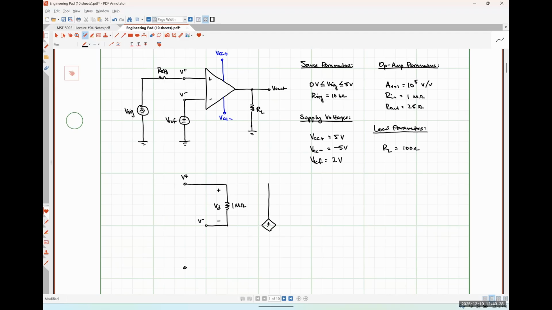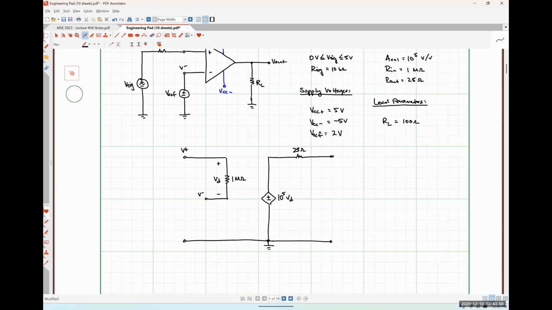Now I'm drawing the output side of things. This is where I'm going to have AVOL times VD, which is just going to be 10 to the 5 times my differential voltage. This is going to be in series with my output resistance of 25 ohms. So I've drawn the practical op amp model part of this.